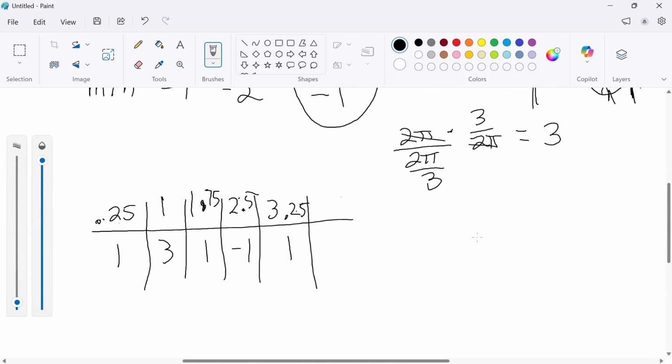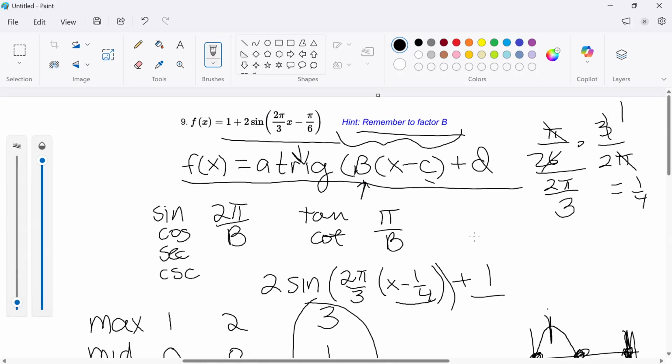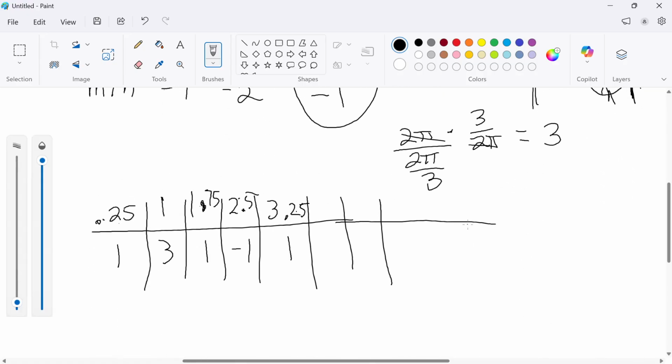Now I have to figure out the second cycle. I didn't put it here, but the question says do 2 cycles. So here's 1/4, half, 3/4, end. The second cycle starts at 3.25 and ends at 6.25. I add 3 to that. And the middle of it is 6, 7, 8, 9.